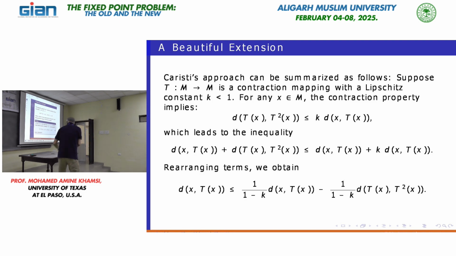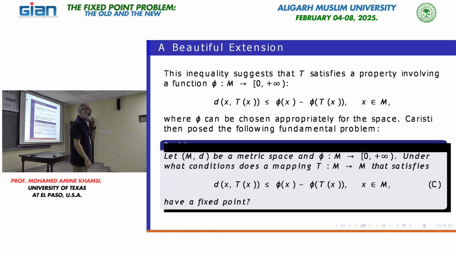Let's try to understand this. Now, let me take you a little bit down to understand this business. First of all, do you see phi of x minus phi of tx is greater than the distance from x to tx? Therefore, it has to be positive because the distance is positive. Yes or no? Therefore, phi of x is greater than what? Phi of tx.